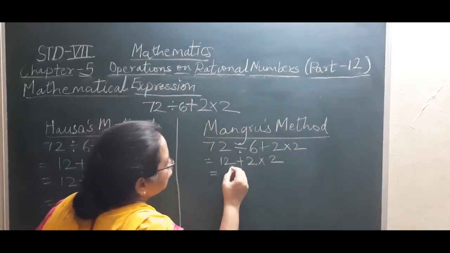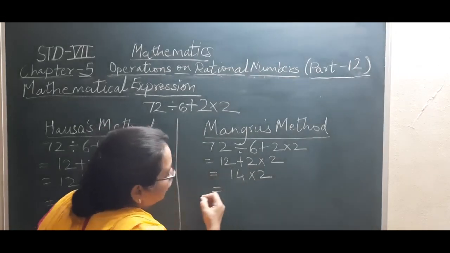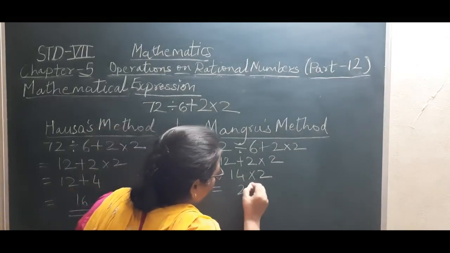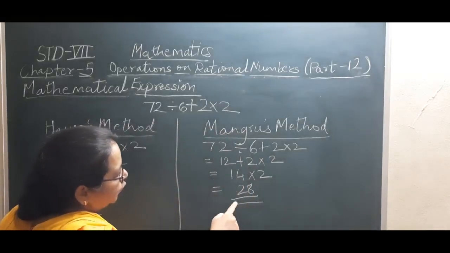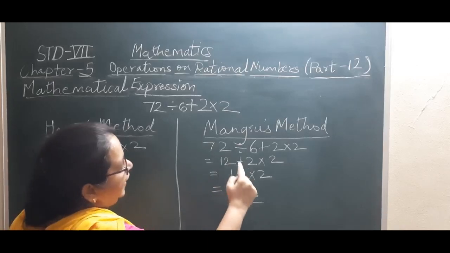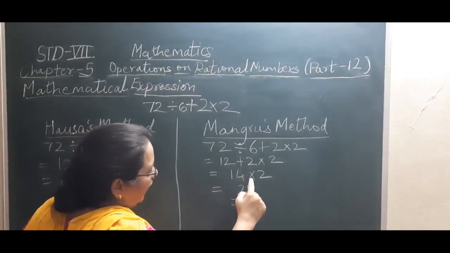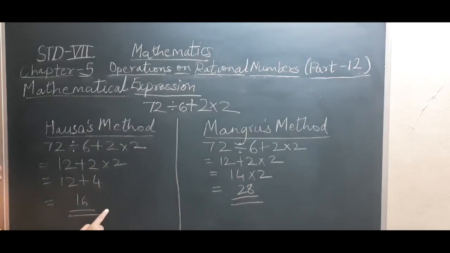Now 12 plus 2 is 14 into 2. Third step, 14 into 2 is 28. So by Mangrou's method, we have got the answer 28. He has first divided, then added and then multiplied and got the answer 28. Now children, we will check which one is the correct one. Let's follow the rules and check the correct answer.